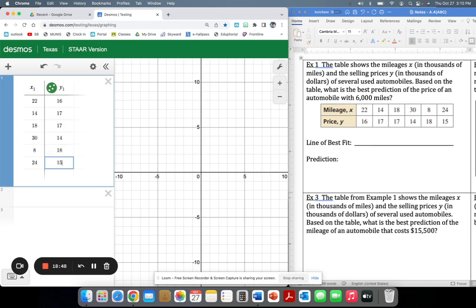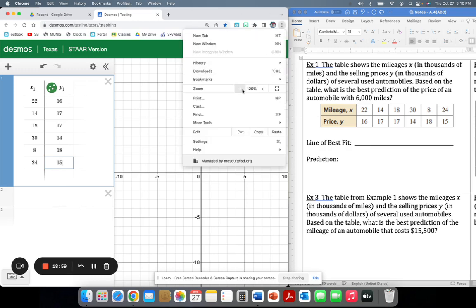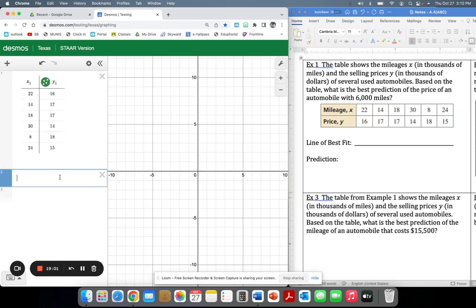They both are in thousand, so if you want, you can put them in thousand. If you don't want, that's fine as well. You just have to pay attention when you're gonna make the prediction. All right, I have that table values. Now I need my equations.